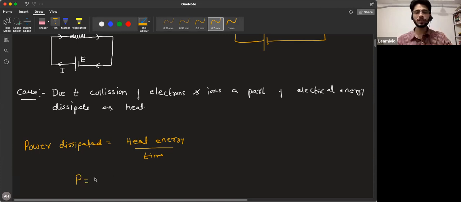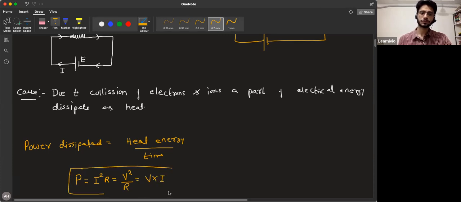So there are various expressions to calculate power. One is I square R. You can calculate power using I square R, or you can calculate power using this expression V square by R, or you can calculate power using this expression as V I. This is power.